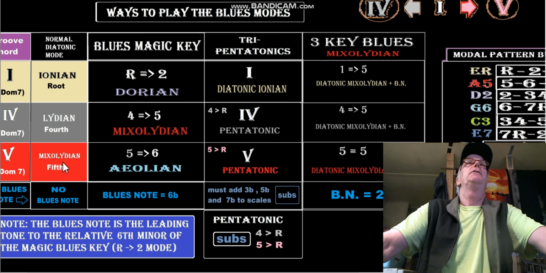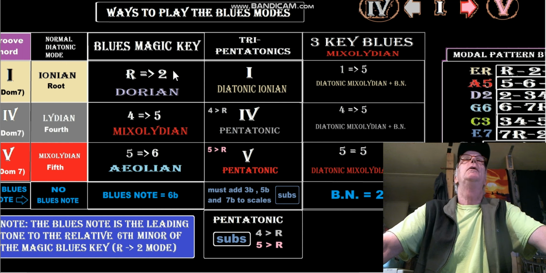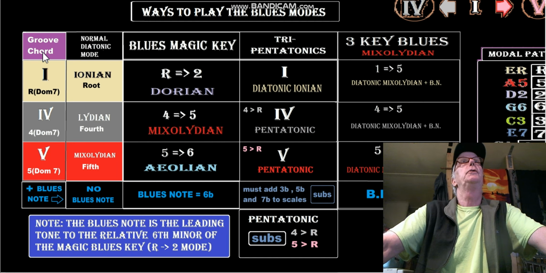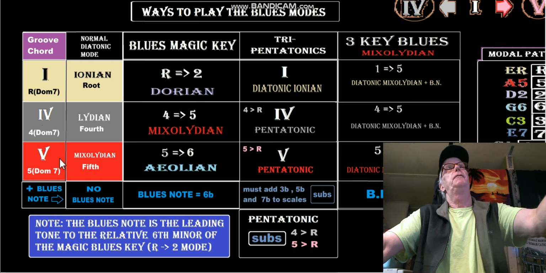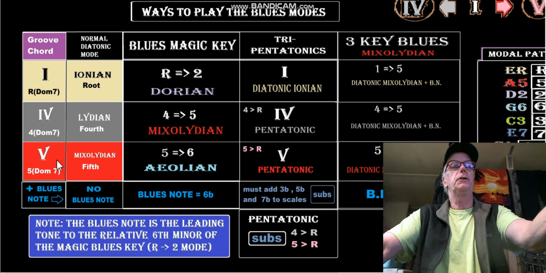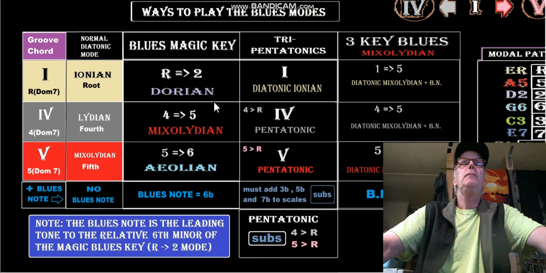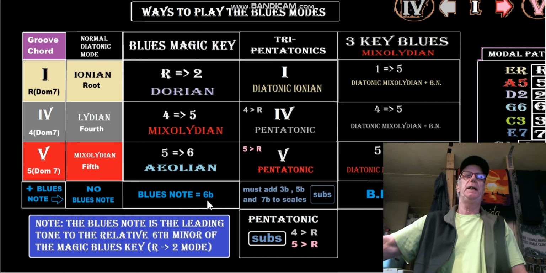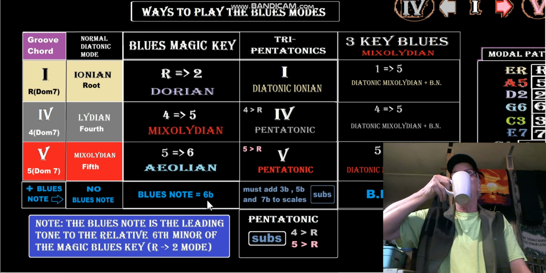It's the Mixolydian fifth in the natural, but we're also going to play it in the 3-key blues where everything's Mixolydian. Oh my goodness. Well, when you look at the chord groove, 1, 4, and 5, they're all dominant chords. So it's like a 3-key blues there. So let's just talk about the blues note. Is the only remaining difficulty with the blues magic key.